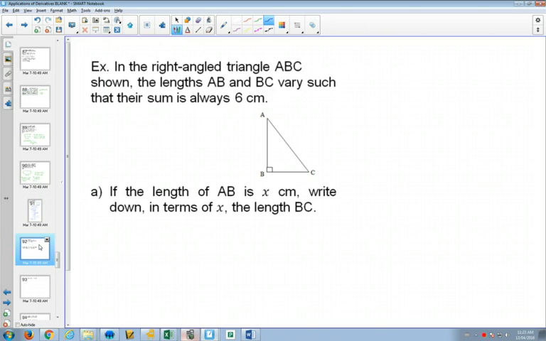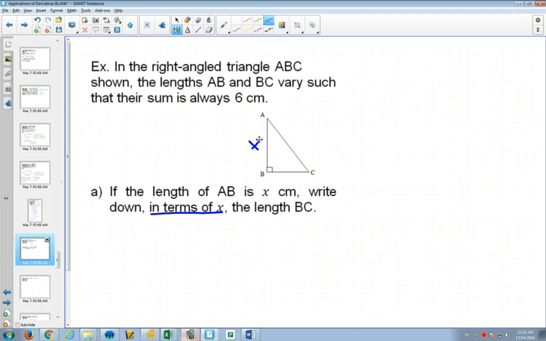When you have a question like this, you're going to have to determine something to be x. They're suggesting make A to B be x. You could have made B to C be x, but because there's a relationship between A to B and B to C, that they always add up to 6, we could make B to C y, but we could also just write B to C in terms of x. So what this means in terms of x is you write an expression for B to C, and the only variable you're going to use is x.